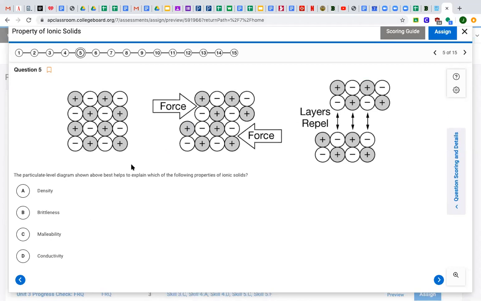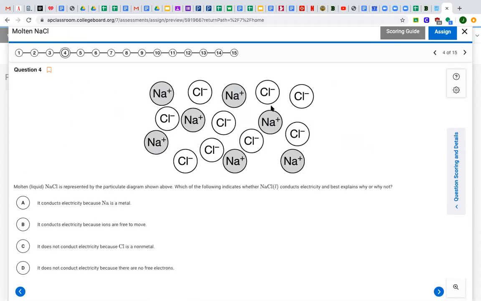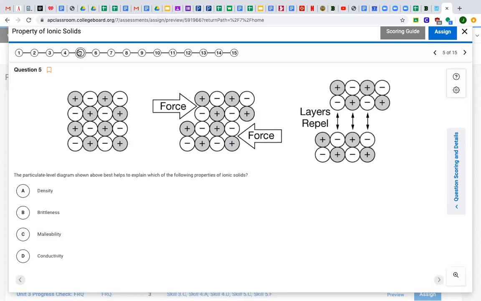And then number 5, what'd you get here, Rainisha? The particulate level diagram shown above best helps to explain which of the following properties of ionic solids. I said D, conductivity. Okay, do ionic solids conduct electricity? Do they have mobile ions? If you look here, right, these ions can move around, but think about a solid.